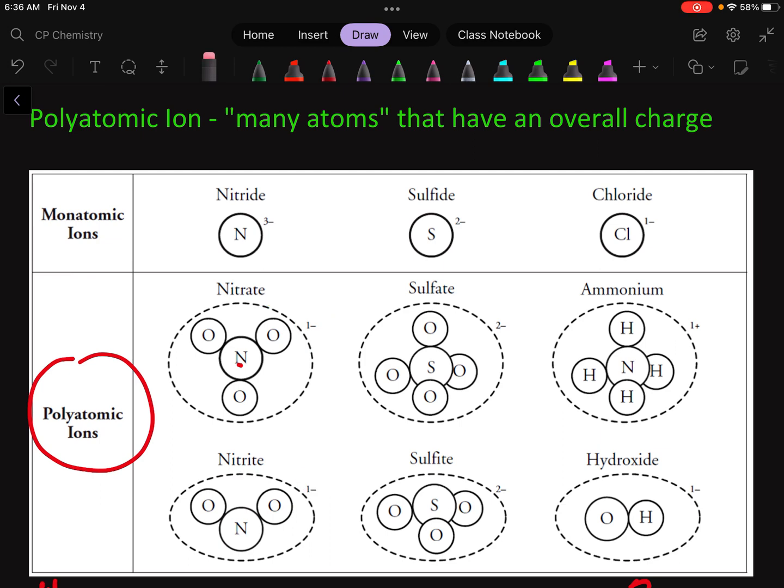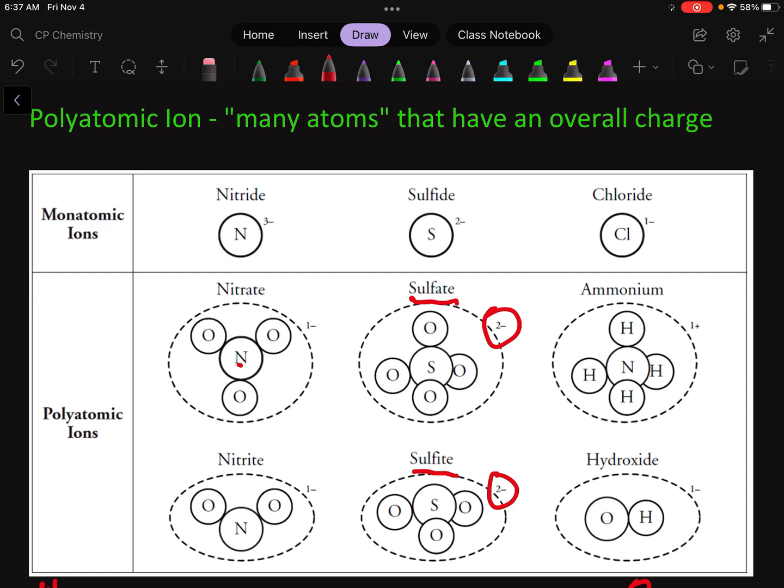Okay, the next set that we have are sulfate and sulfite. These involve sulfur and oxygen. Sulfate is sulfur with 4 oxygens, so it's SO4, and sulfite has 1 less oxygen than sulfate, SO3, but they both have the same charge, -2.